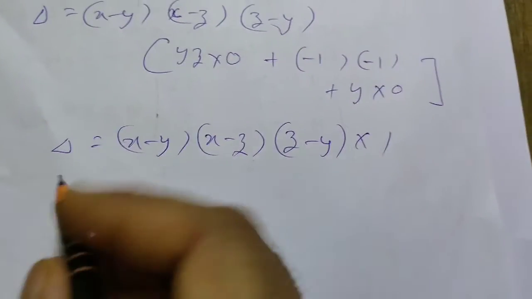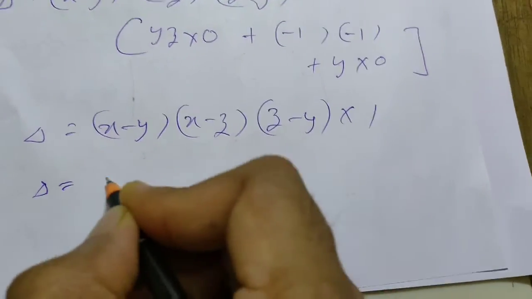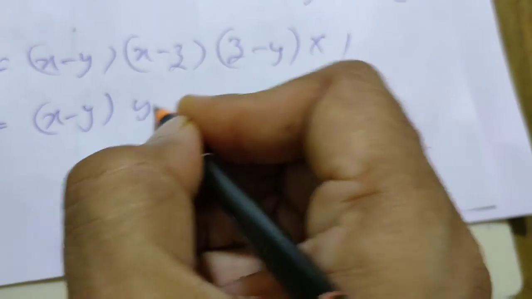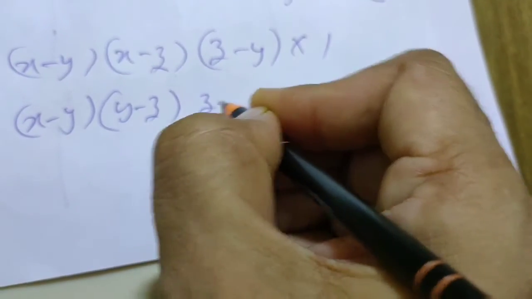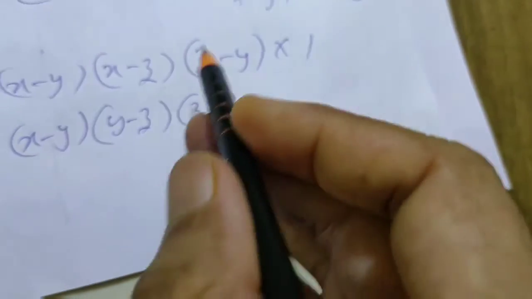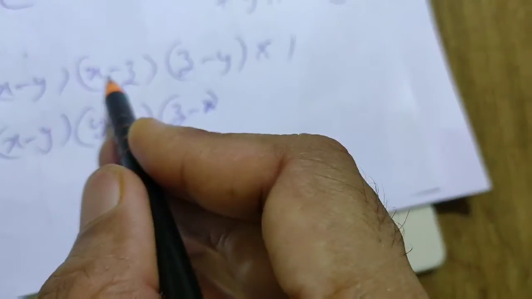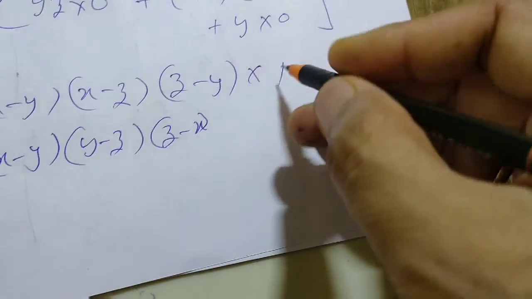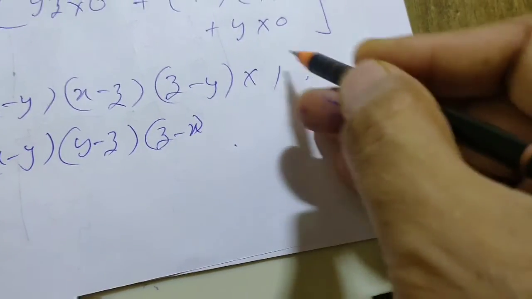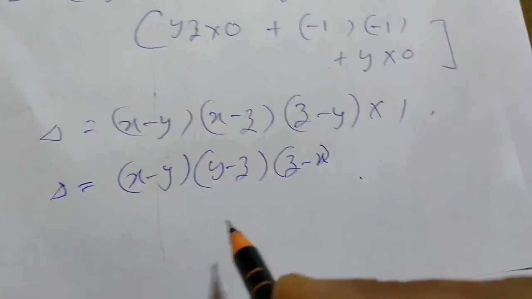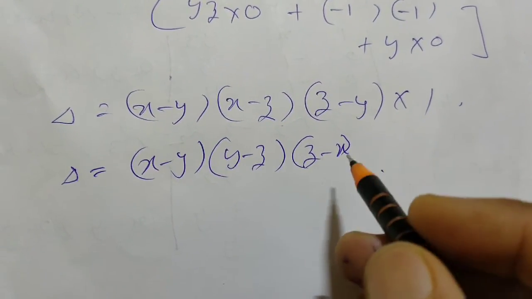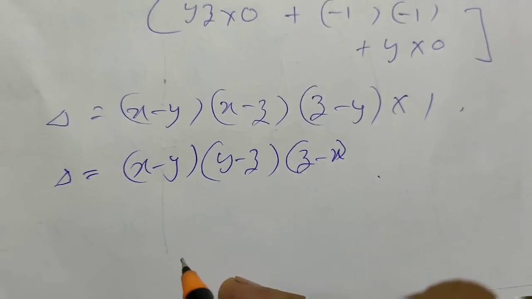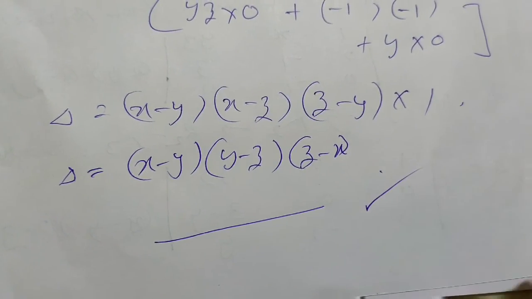Now here, if you want, we can also write this one as delta equal to x minus y, y minus z and z minus x. So from here, taking minus 1 common, and also minus 1 common from here, so minus 1 into minus 1 is plus 1. But both are correct. You can write either this one or this one. There is no need to write 1 here. So that will be your answer. Either you write x minus y, y minus z, z minus x, or x minus y, x minus z, z minus y. All are correct. So this is our solution.